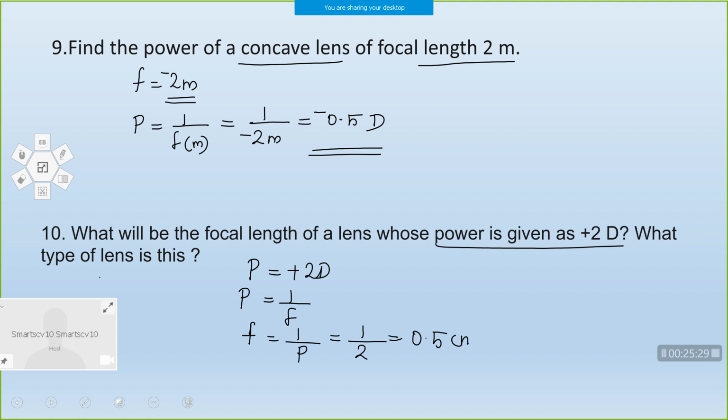Sorry, not centimeter, since we have taken the equation in meter, what we will be getting is in meter itself. Or in centimeter, if you want to express, it is 50 centimeter. So if you substitute power in diopter, you will get the answer in meter itself. If you want, you can convert it into centimeter. It's not compulsory. You can leave it as 0.5 meter.